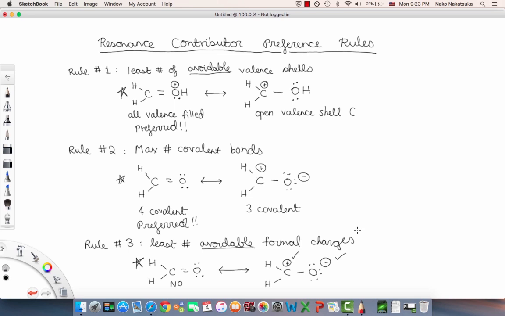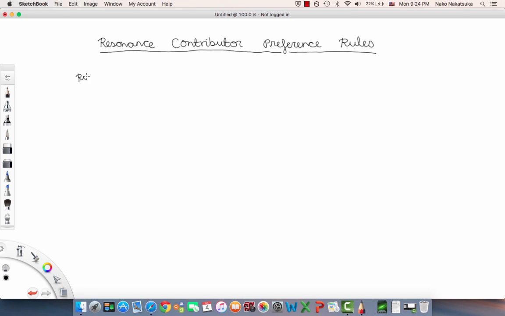So now I'll move on to rules 4 to 6. So moving on to rule number 4. Rule number 4 says if a contributor has unavoidable formal charges, the most important contributors have these charges on the atom or atoms that can best accommodate them.